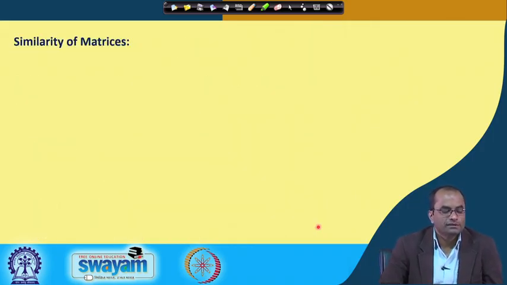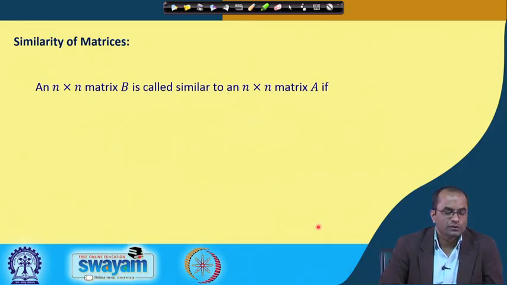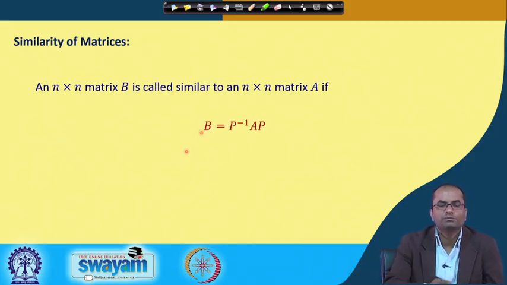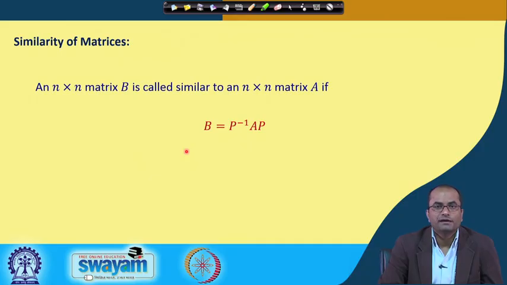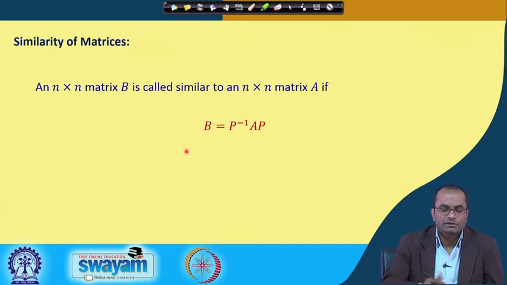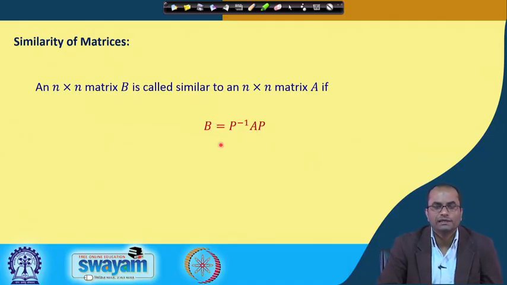There is a concept here, the similarity of matrices, which we will introduce here, and we will continue further discussion in the next lecture. So, an n cross n matrix B is called similar to an n cross n matrix A if we have B equal to P inverse A P. If we have this relation between the matrices A and B, then we call B similar to the matrix A, or A is similar to the matrix B.